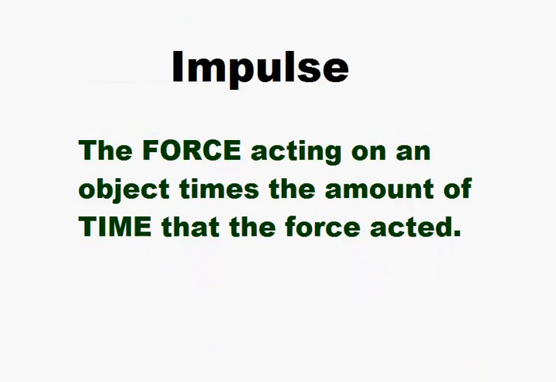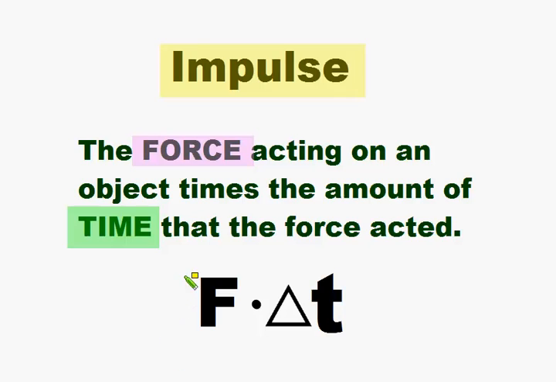Another word that's useful when talking about momentum is impulse. Impulse is the force acting on an object times the time that the force acts on the object. It's often written like this: force times time. Don't let the little triangle confuse you. That just means amount of time in this case. Usually it's in seconds, and force is in newtons. So impulse is often measured in newton seconds. Newtons times seconds.